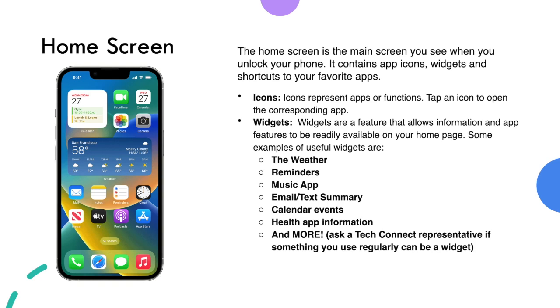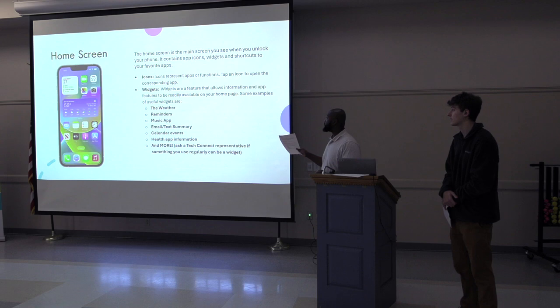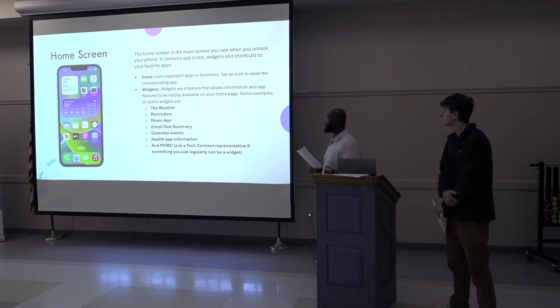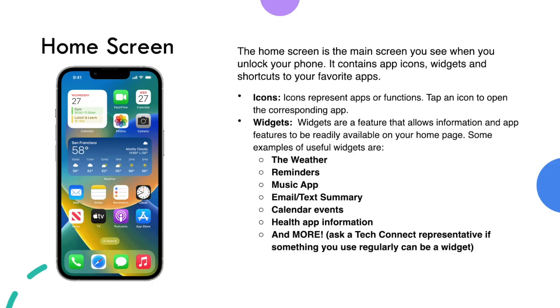Icons represent the apps that you use. So as you can see here, you can see FaceTime, the calendar, photos, camera. Those are all icons that when you click them, they open up the apps that correspond to them. Widgets are a little bit different. Widgets are a feature that allows you to view information and app features readily available on your homepage. Some examples of useful widgets are the weather, reminders, music app, email text summaries, calendar, help apps, and more.